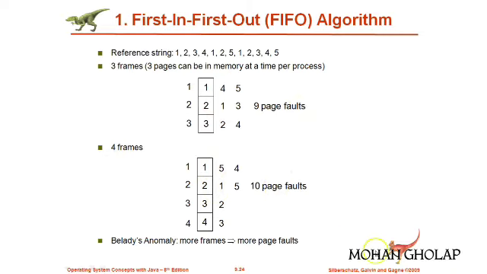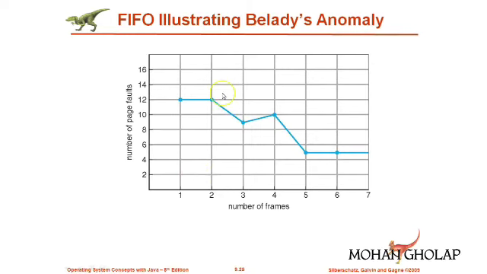Here we have a graph according to Belady. On the horizontal axis we have the number of frames, and on the vertical axis the number of page faults. You can see if the number of frames is 3, the number of page faults is 9, and if the number of frames is 4, the number of page faults is 10. This is just an approximation.